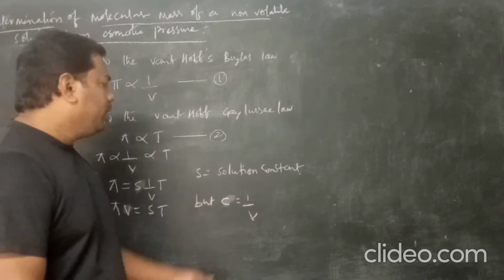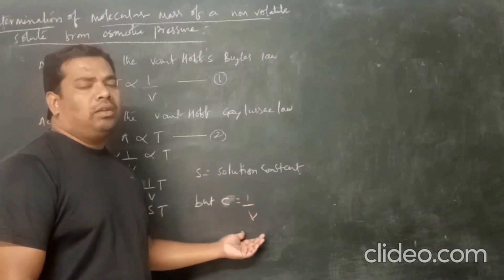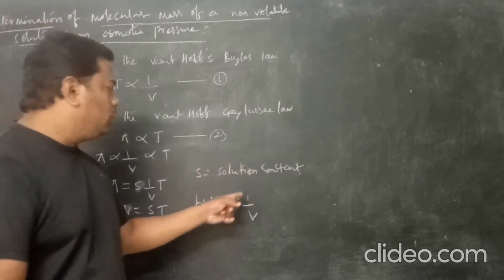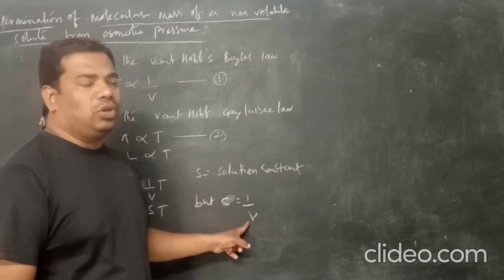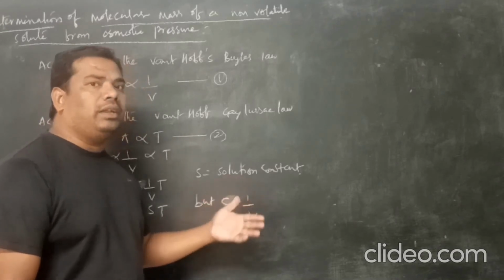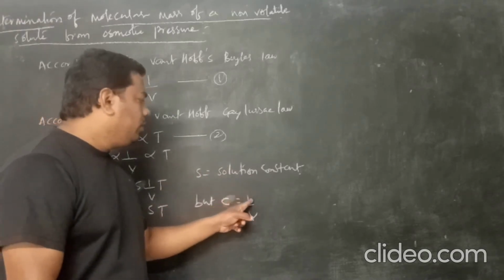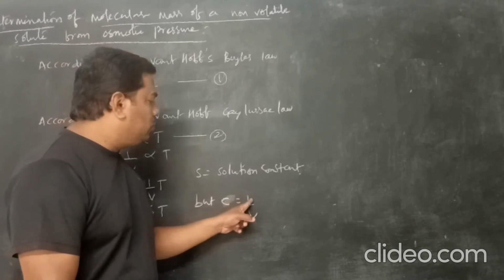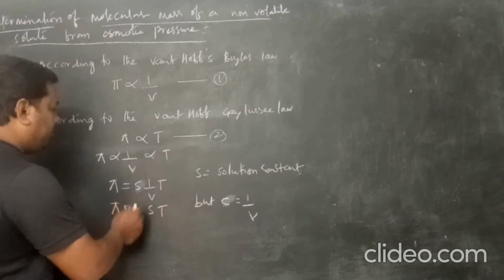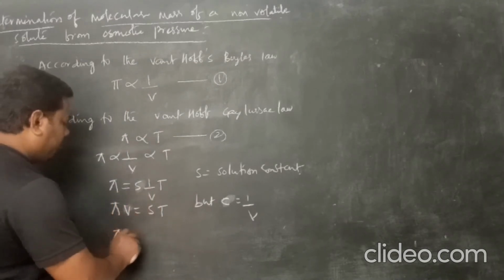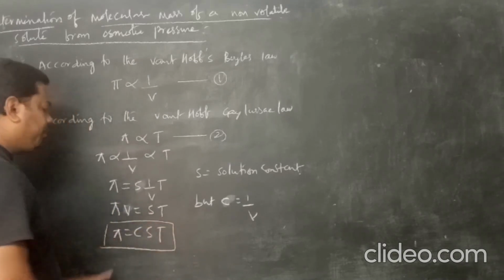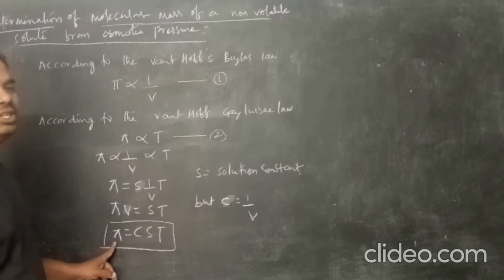Concentration means nothing but n moles, the number of moles, by the volume of the solution. So here n is the number of moles of solute present in V liters of solution. That is nothing but concentration. Students, what is concentration? We write concentration in number of moles. Here we are taking only 1 mole of solute present in 1 liter of the solution. So in place of 1 by V we write pi is equal to C into S into T. This is the formula for the osmotic pressure.